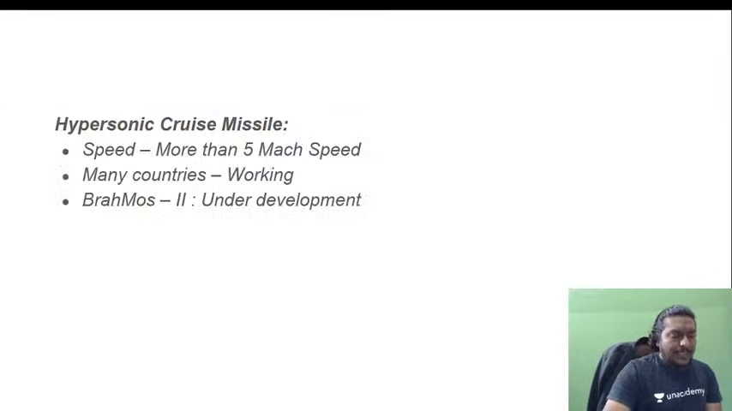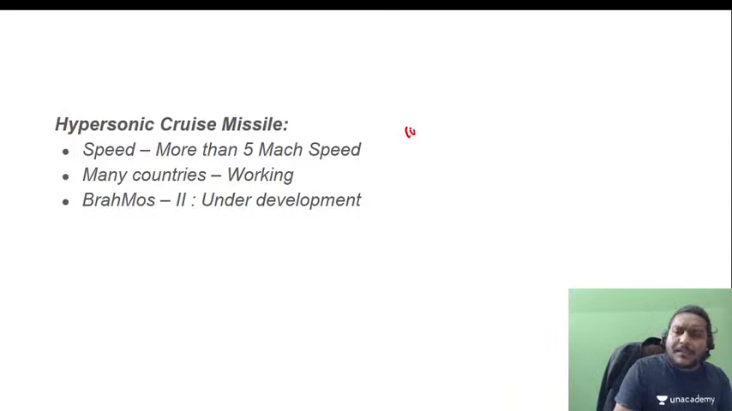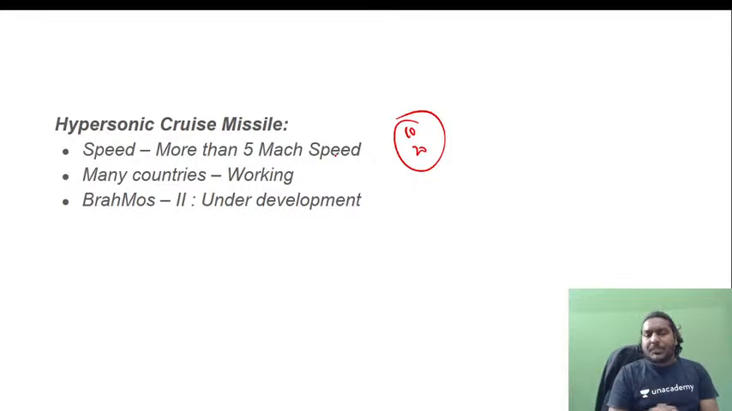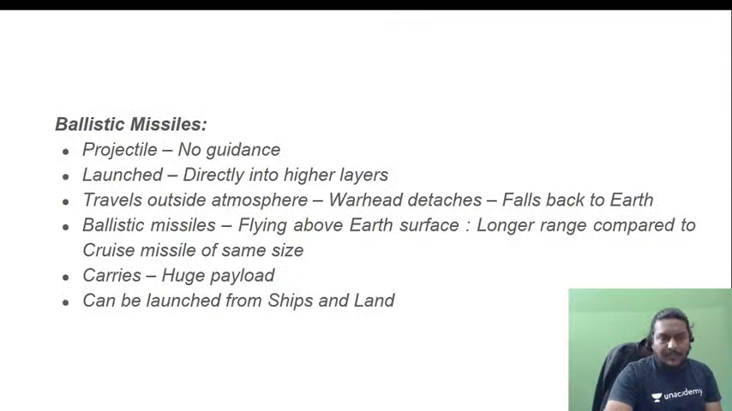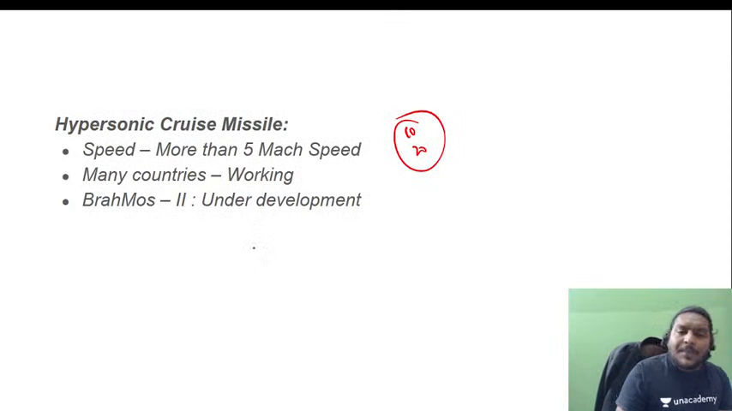Now, the last one that we'll be taking under the cruise missiles is hypersonic, which would be more than 5 Mach. It could be 10 Mach, it could be 20 Mach also, we could call it a hypersonic only. So many countries are working on that. Even India is working on BrahMos 2, which is under the development as of now. So this is all about the cruise missiles.